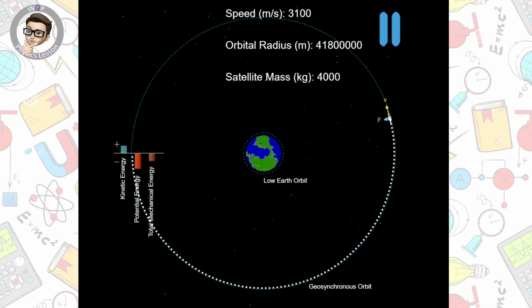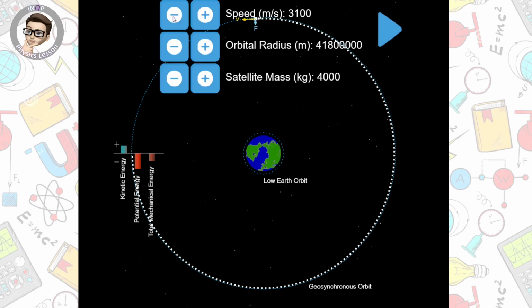So what's going to happen if we slow these down? So here we are, we're in a geosynchronous orbit at 3,000 meters per second. I'm going to drop it to 2,000. What's going to happen? See if you can make your prediction. So we'll drop it right down to 2,000.